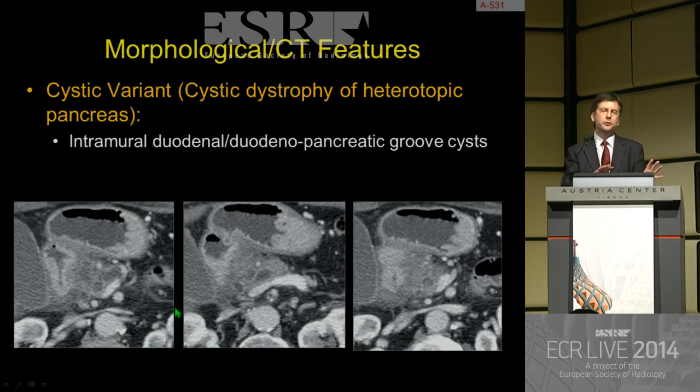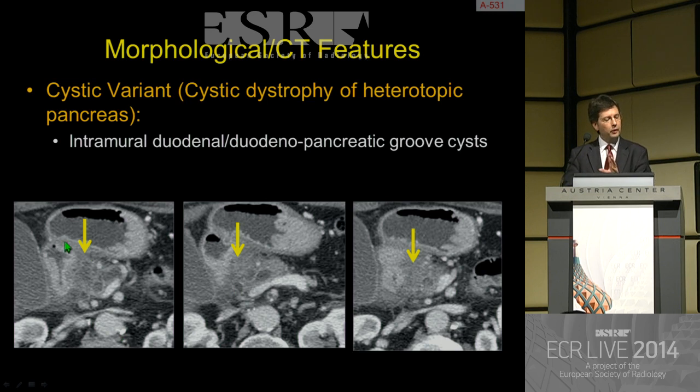Now, in some of the patients that present, we're actually going to see another slight variant where we're going to get cysts, either within the duodenal wall, but also within the pancreas itself, or the duodeno-pancreatic groove. And this is the cystic variant, which fits within the sphere of the overall diagnosis of paraduodenal pancreatitis. And here we have a patient. You can clearly see there's inflammatory tissue involving the duodeno-pancreatic groove with small cystic dilatation.